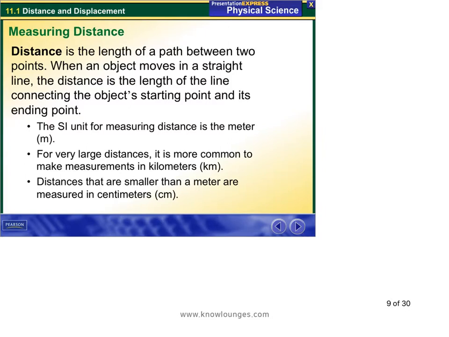So distance is the length of the path between 2 points. When an object moves in a straight line, the distance is the length of the line connecting the object's starting point and its ending point. The SI unit for measuring distance is the meter. For really big distances, we might use the kilometer. For smaller distances, we might use the centimeter. We also use bigger units like a megameter, and smaller units like a picometer.